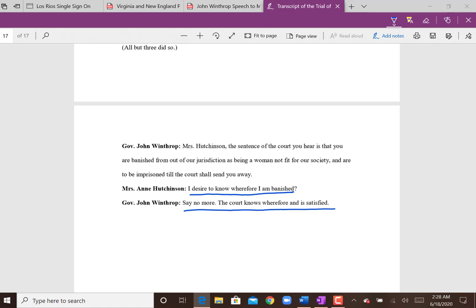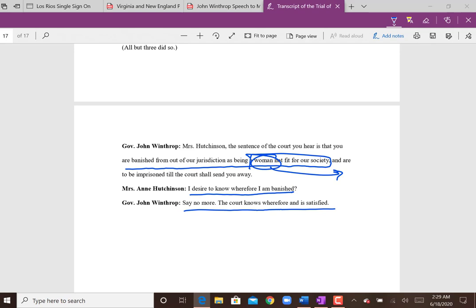He also says, Miss Hutchinson, the sentence of the court you hear is that you are banished from out of our jurisdiction as being a woman not fit for our society. Again, interesting, right? That they emphasize a woman not fit for our society, and you're imprisoned until the courts will send you away. So it was only that last admission of immediate revelation that got her kicked out, because they couldn't stick any of the other charges.